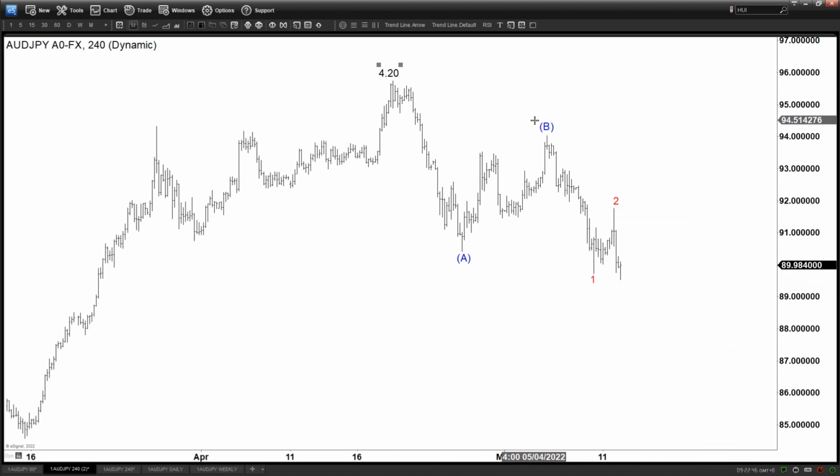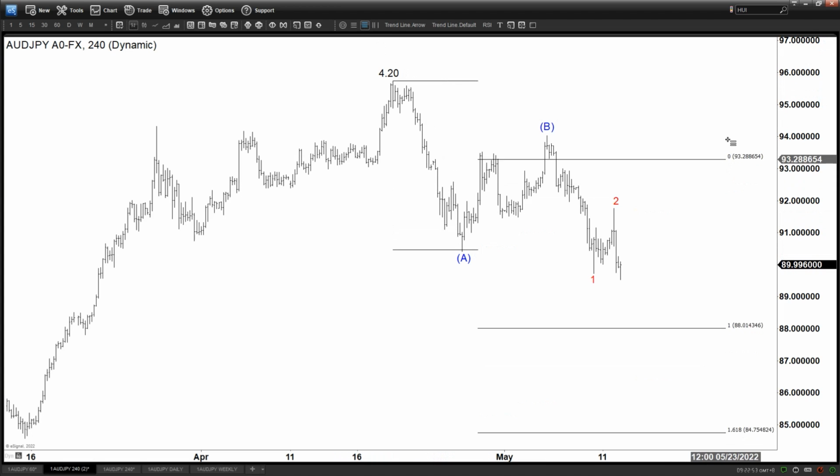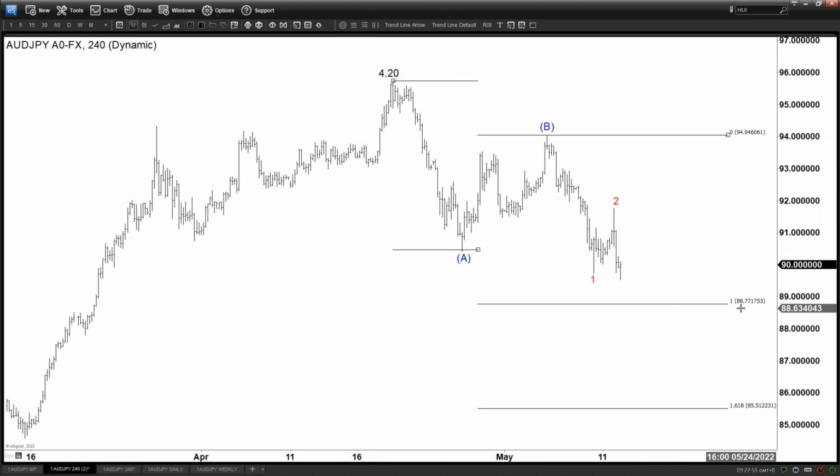And the minimum? Well, the minimum is just simply ABC. If you just measure the extension here, we are looking for a minimum of 88.5, which is the 100% extension.